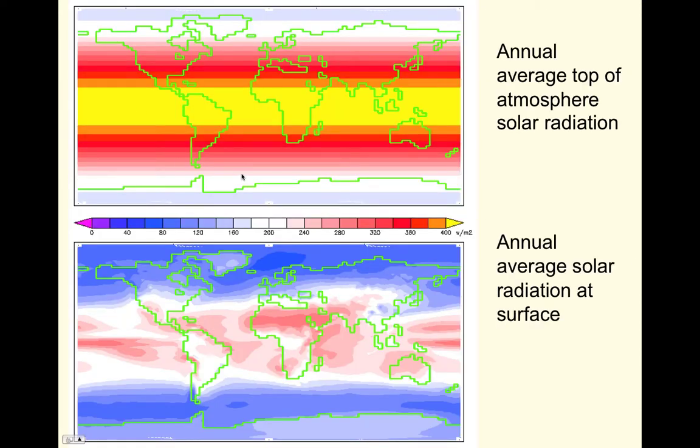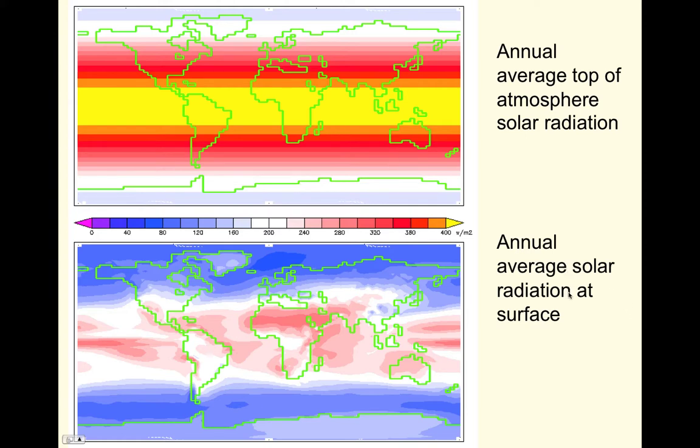The upper left graph here shows this dependence using the annual average top of atmosphere solar radiation. That is, the amount of radiation incident at the top of the atmosphere before it interacts with any gases, clouds, or the surface. So you see it's just a geometric relationship where the tropics, where the sun's directly overhead a lot of the year, get the most incoming solar radiation, and it decreases as you go to the poles.